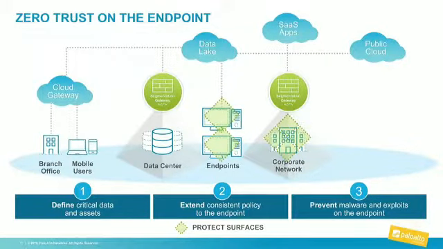So now you say, oh, what about the endpoint, right? Everybody's saying we should protect the endpoint, and we should protect the endpoint. Now, the endpoints generally are the things that people use to access data, whether they're legitimate actors or malicious actors. And so we need to, again, do the same three things, but we need to define critical assets and understand where they exist and how people get access to them. And then one of the things we're going to do is extend the policy from the protect surface to the endpoint, and that's often done by a VPN type of technology. And then we need to prevent malware and exploitation on that endpoint as well.